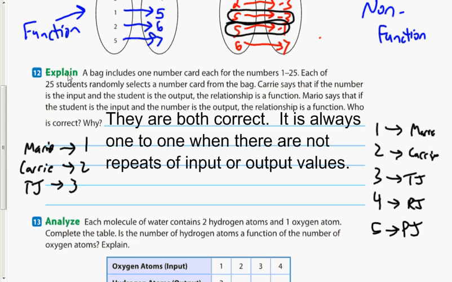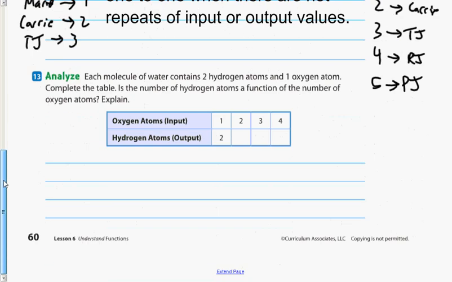All right, next one, let's go to number 13. Let's look at this data. It says each molecule of water contains 2 hydrogen and 1 oxygen. So if you've ever seen it, it's called H2O, 2 hydrogen, 1 oxygen. You'll learn that in science. Complete the table. Is the number of hydrogen atoms a function of the number of oxygen atoms? Explain. So let's fill in the table first.